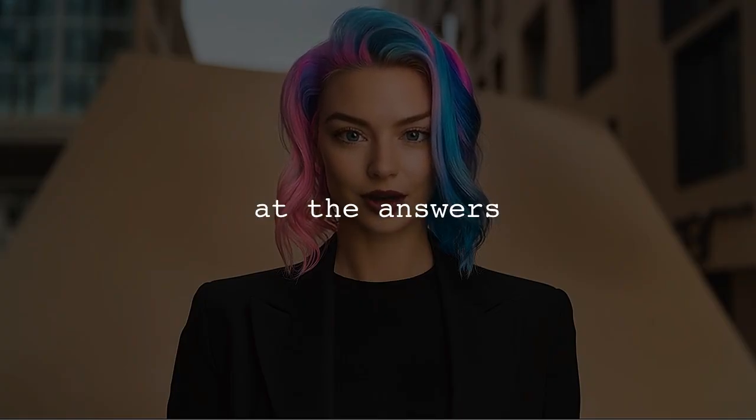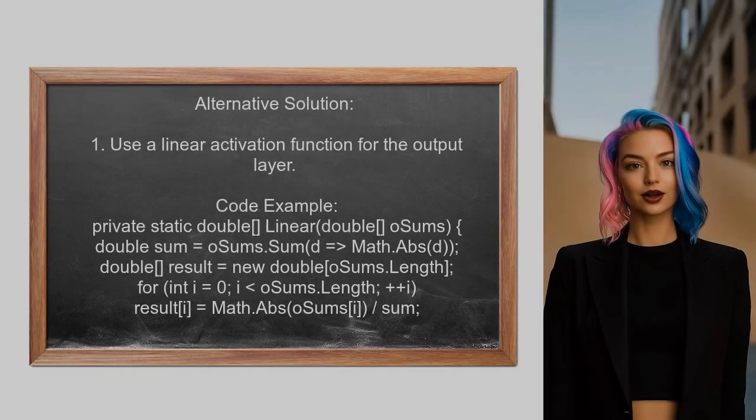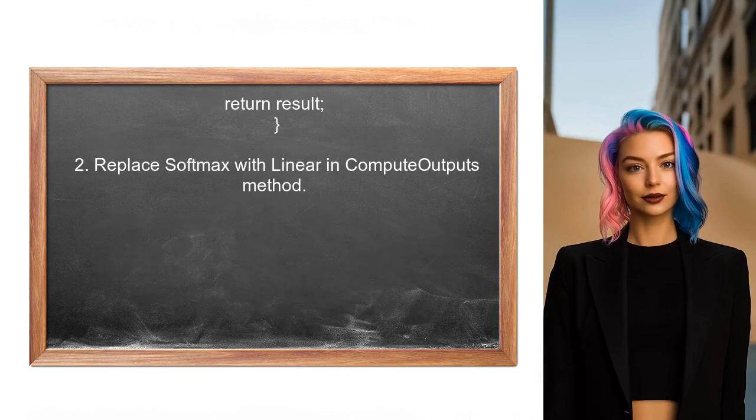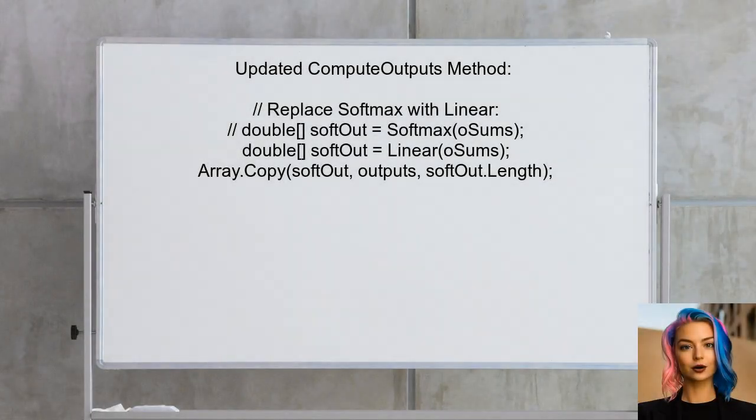Now, let's look at the answers provided by other users. An alternative approach suggests using a linear activation function for the output layer. This allows the neural network to produce a range of values instead of just binary outputs. By implementing this linear function, the network can now output values that are not limited to binary results, providing a more flexible range of outputs.